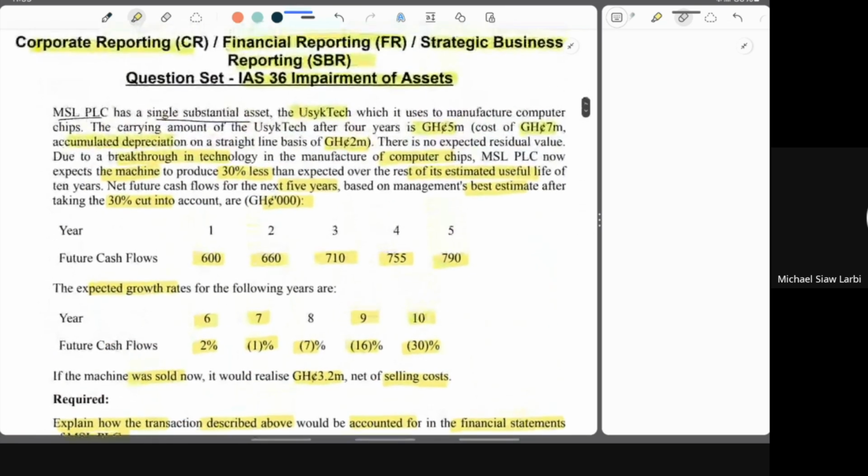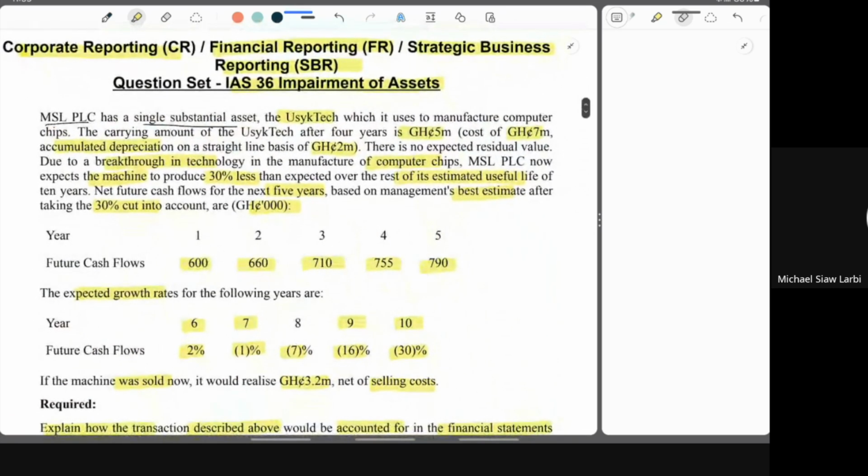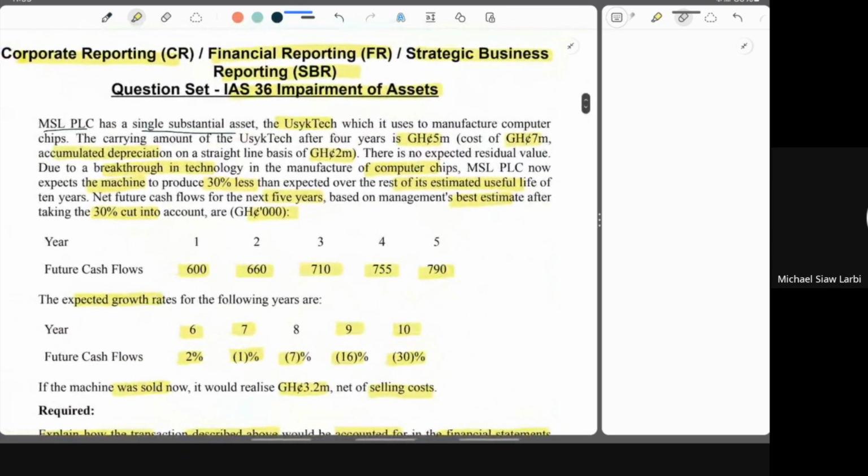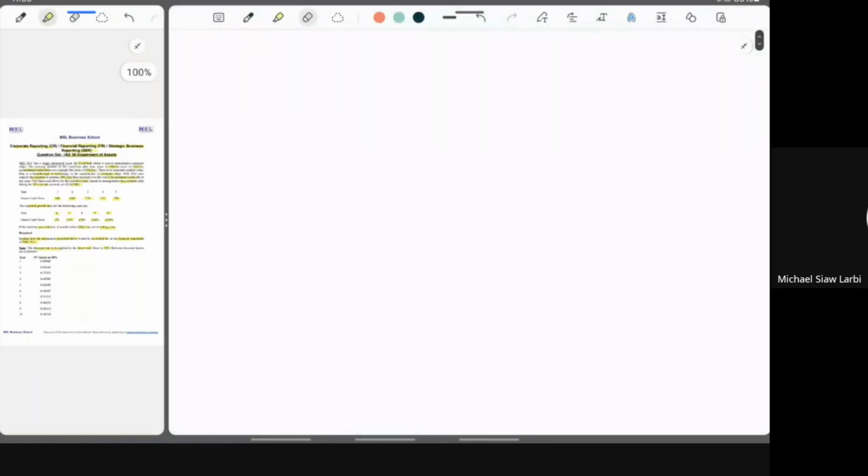Okay, so before we start this, we need to look at a quick recap of IAS 36. What is this standard about? As the name implies, it deals with the impairment of your non-current assets, right? So we need to look at this carefully, right? We'll come back to the question. So IAS 36, high level, right, deals with impairment of assets.